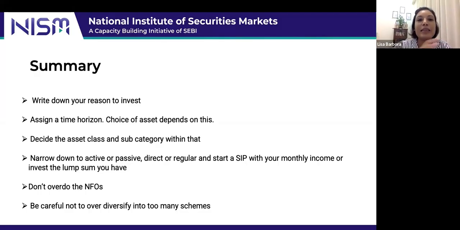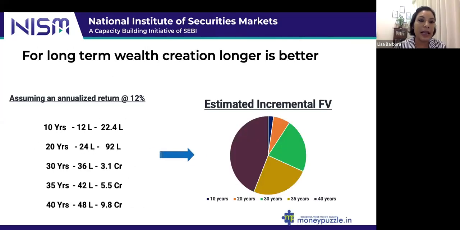This is a very simple, basic way to begin your mutual fund investing journey where you are not over complicating. And remember this slide, this is the most important slide where remaining invested is important along with regular investments because that is what is going to give you that slow, steady, but sustainable wealth creation.